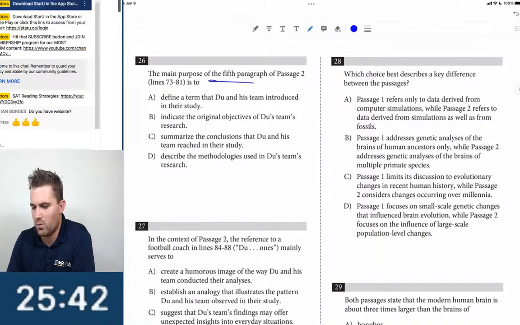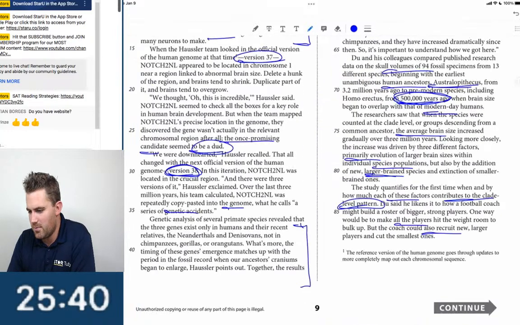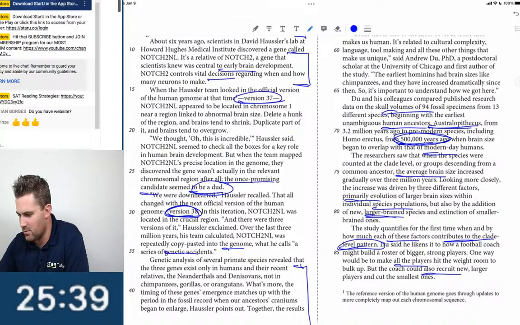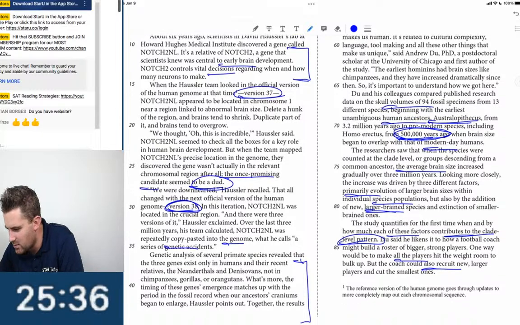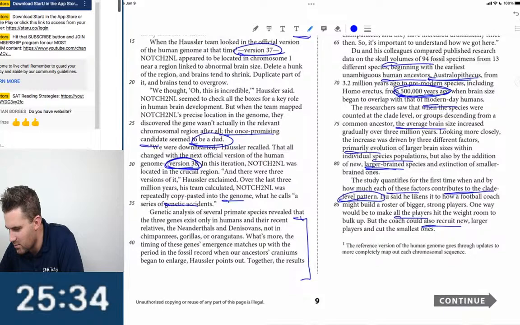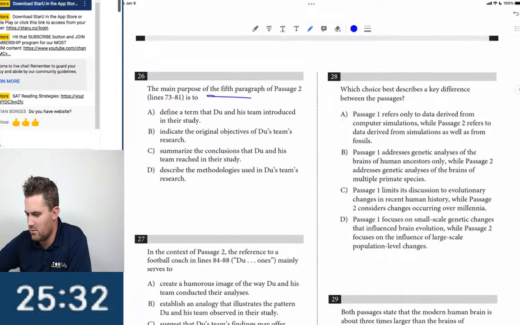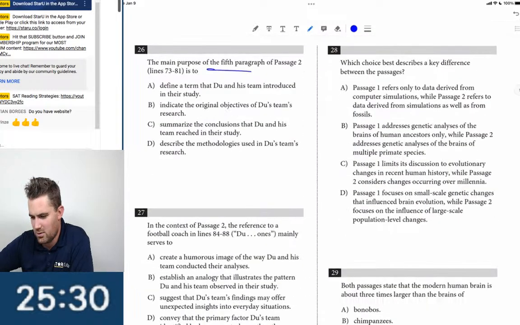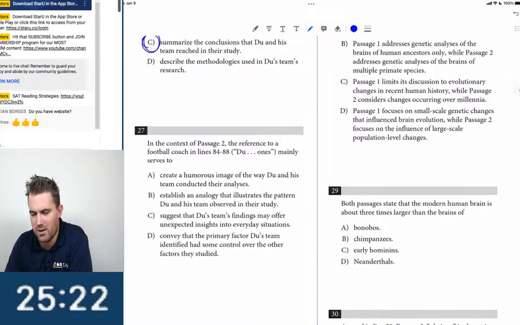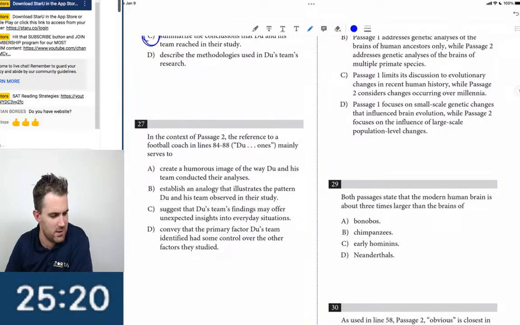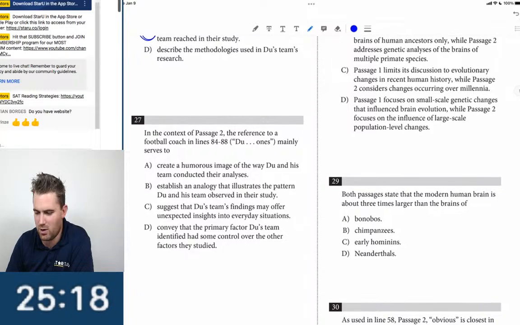Main purpose of the 5th paragraph of passage 2, 73 through 81. 3 million years. Okay, so 73. Per term, introduced, indicate the original objectives, summarize the conclusions. I think it's right. If anybody thinks summarize, right, because it says the research found. Anybody have any questions on that? We're running behind time.